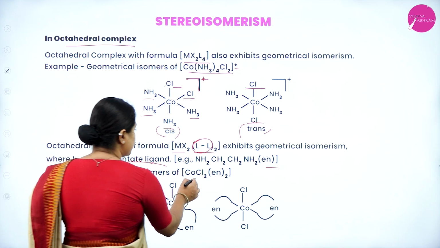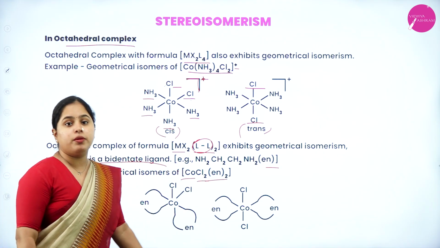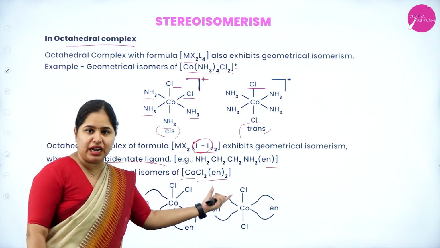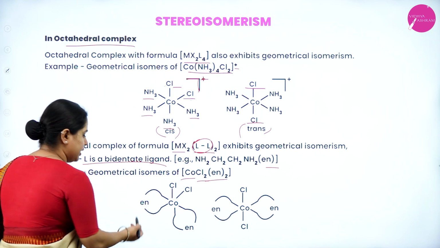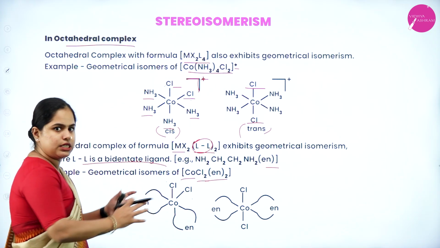Let's take the example of CoCl2(en)2. You have to be very careful when you are looking at the coordination compound. If it is a bidentate ligand, this is how you have to represent it. Again, you can see here that both the ethane-1,2-diamine and both the chlorido ligands are adjacent to each other.